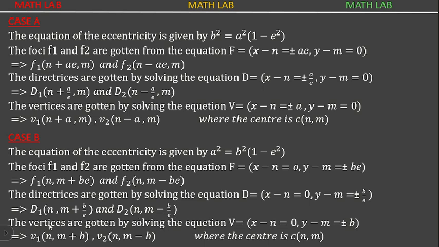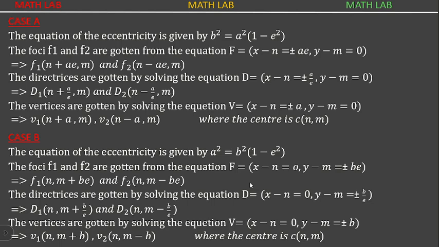Now the vertices are gotten by solving the equation v. Still the same thing, but you have now to reverse. We have now x minus n equals to 0, y minus m equals to plus or minus b. For the previous case it was x minus n equals to plus or minus a. Now for the first vertex, we have (n, m plus b), and for the second one we have (n, m minus b), where the center is c, (n, m), as usual for the two cases.